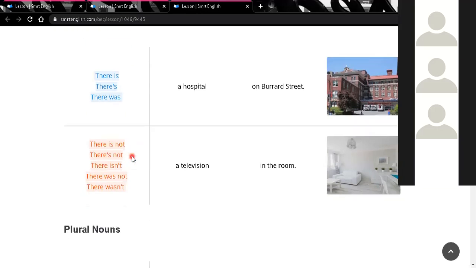Next, what happens if, for example, as Ilse practiced, when there is not that thing, there is not such a thing. Okay, so then we can say there is not a television in the room.